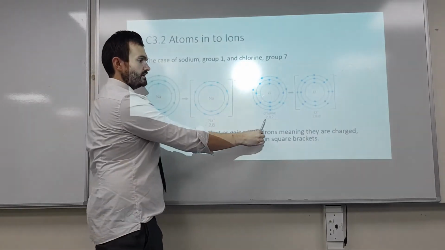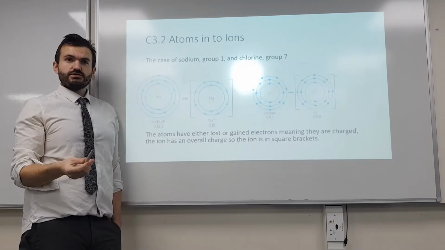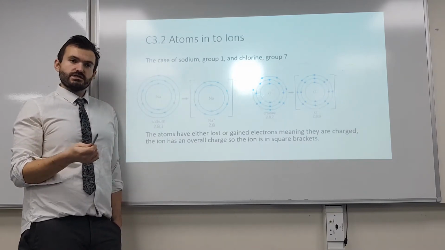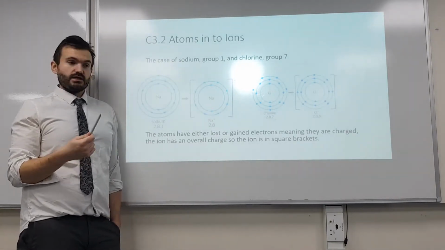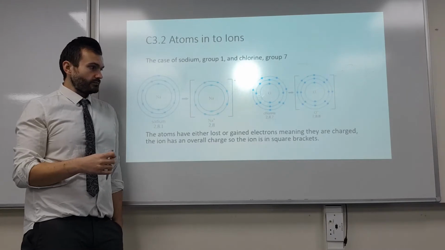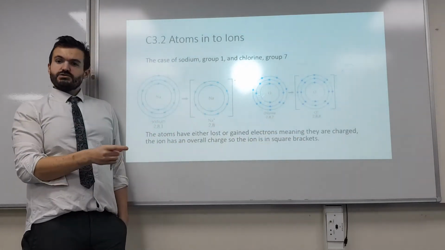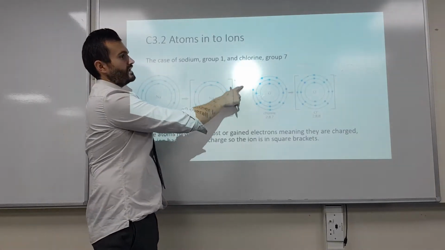Your chlorine is 2,8,7 normally. So what we could do is either lose 7 electrons, which is extremely difficult, or gain 1 electron, which is considerably easier. So it would turn to 2,8,8, which is the electronic structure of argon. Overall it has a negative charge of 1. So when we're drawing the electronic structures of ions, we put them in square brackets and we put the charge at the top.